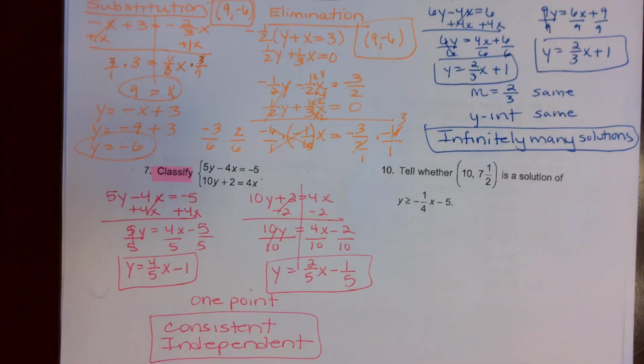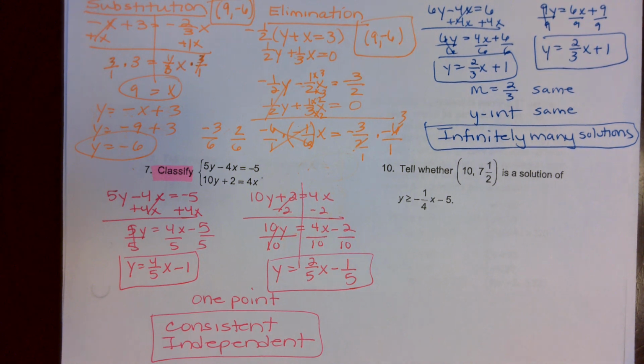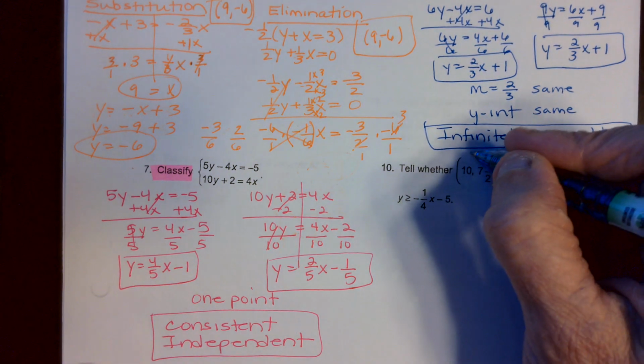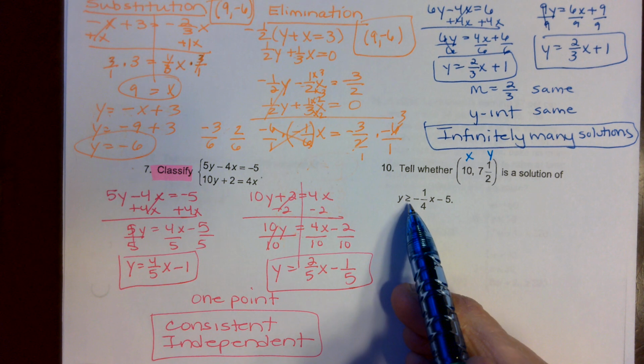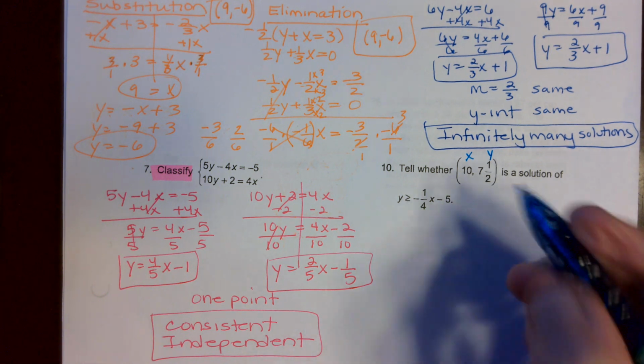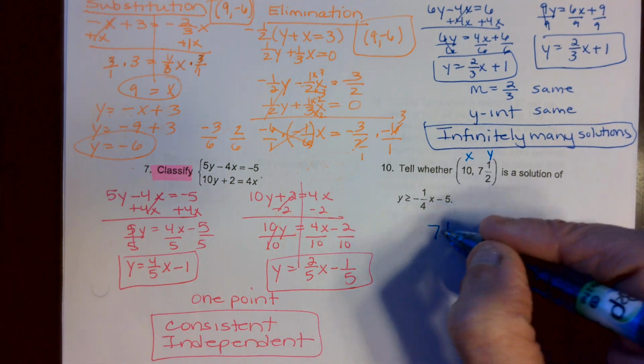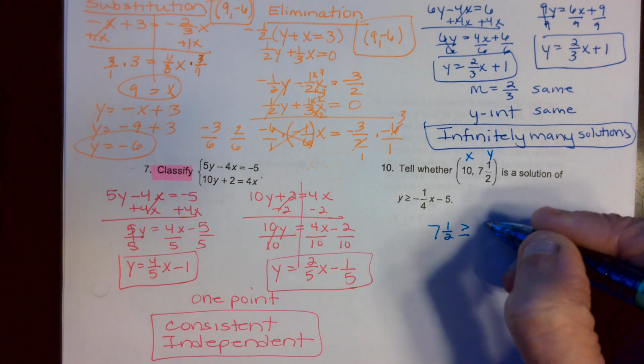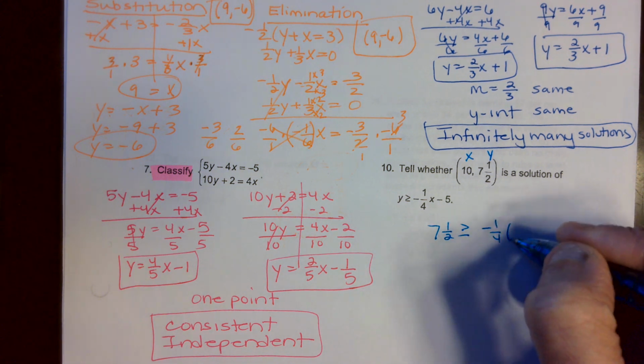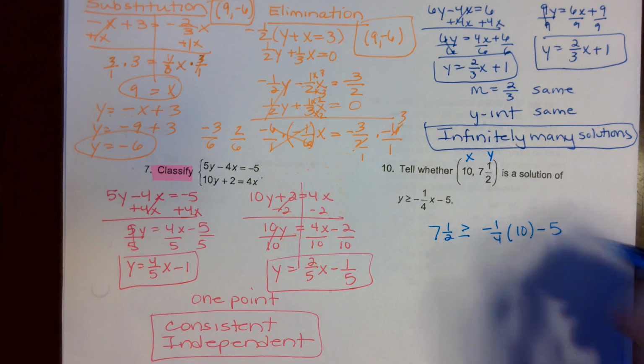Okay. Tell whether this is a solution. So we just need to go in here and, where is my favorite color? I'm going to use this one. We are going to go in here and just substitute x and y and see if it's true or false. But now we're working with inequalities, so be very careful. So we have 7.5 is greater than or equal to negative 1/4 times 10 minus 5.